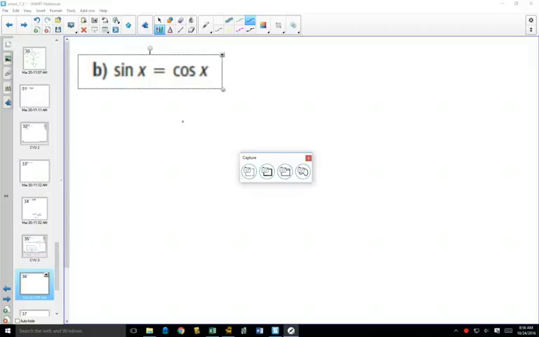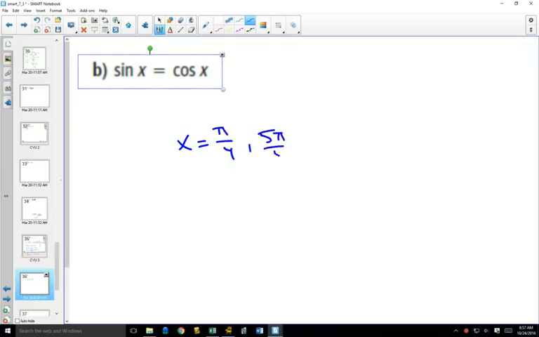Now, part B. Sine x equals cos x. There's two ways that students solve this one. Sometimes they just think about their pie plate and say, is sine x ever the same as cos x? Yes, when? At pi over 4 in quadrant 1. Anywhere else? In quadrant 3 where they're both negative root 2 over 2. So some students say, I know from my pie plate that the answer is pi over 4 and 5 pi over 4. And we're done. That's a really quick way, if you can see that.